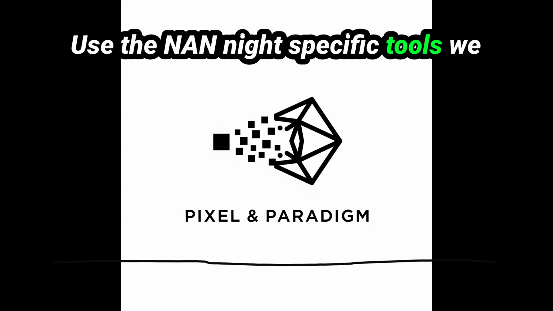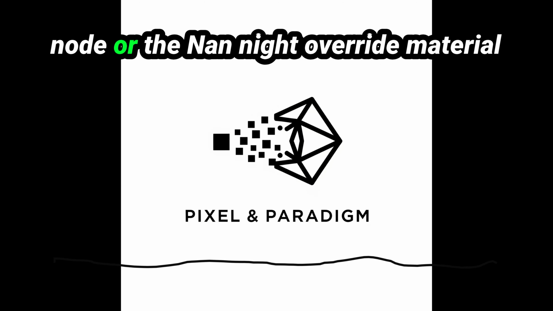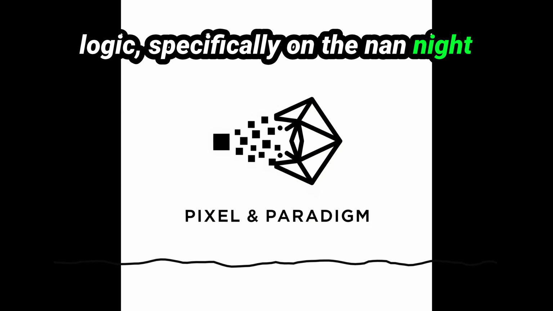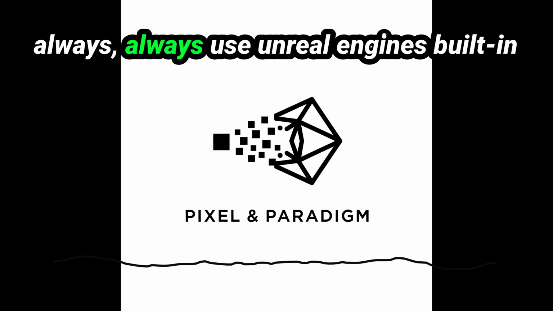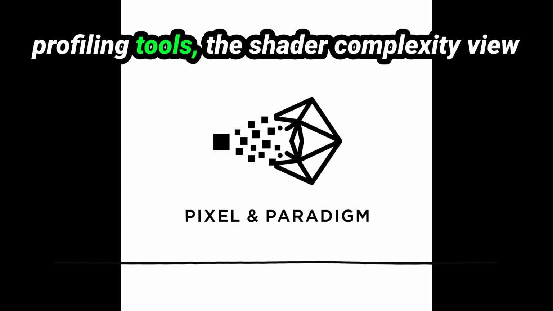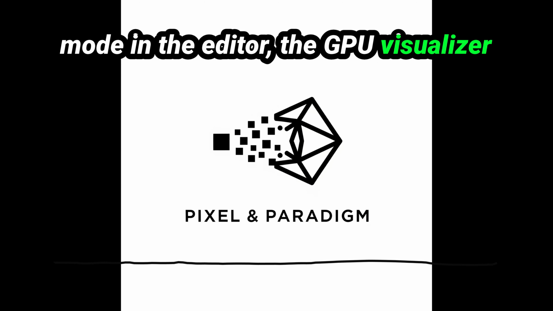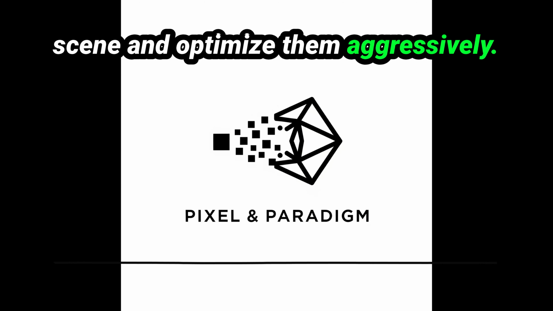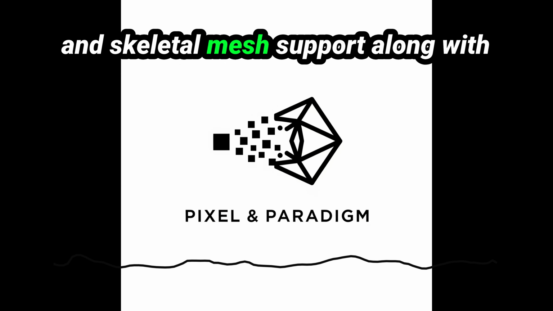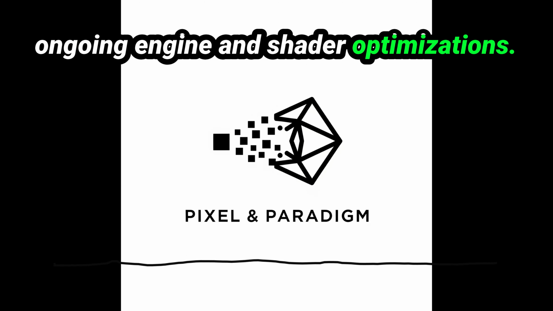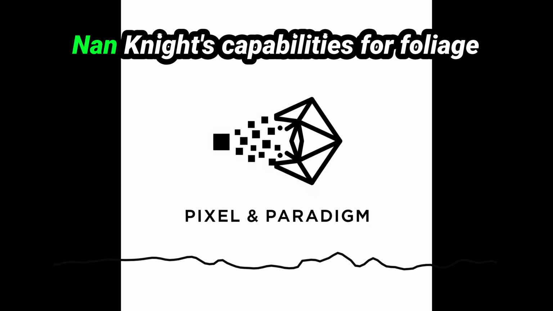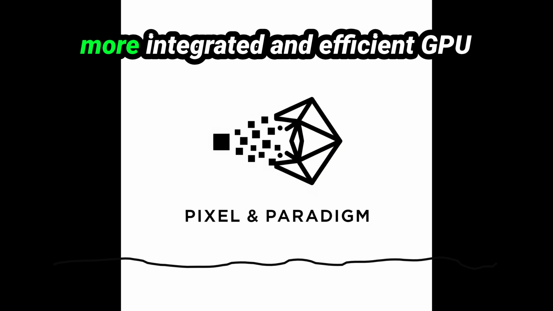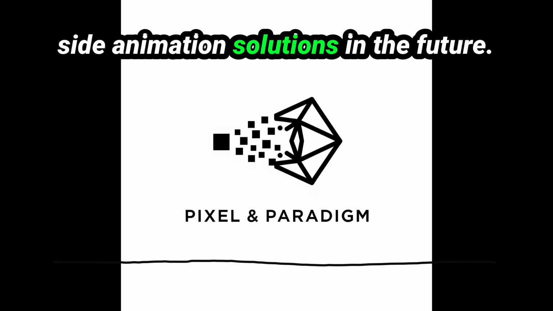Use the Nanite-specific tools we discussed, like the Nanite path switch node or the Nanite override material slot, to potentially use simplified material logic specifically on the Nanite rendering paths where appropriate. And always use Unreal Engine's built-in profiling tools, the shader complexity view mode in the editor, the GPU visualizer, Shift plus Shift plus hyphen, to identify material hotspots in your scene and optimize them aggressively. These emerging features like tessellation and skeletal mesh support, along with ongoing engine and shader optimizations, point to a continued expansion of Nanite's capabilities for foliage, promising even more fidelity, more complex dynamics, and potentially more integrated and efficient GPU-side animation solutions in the future.